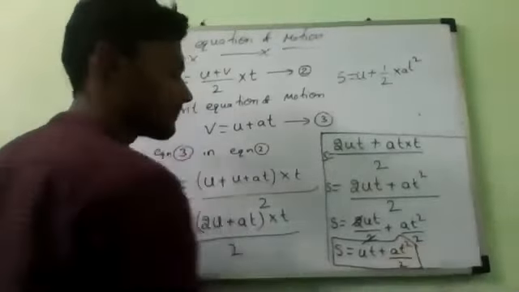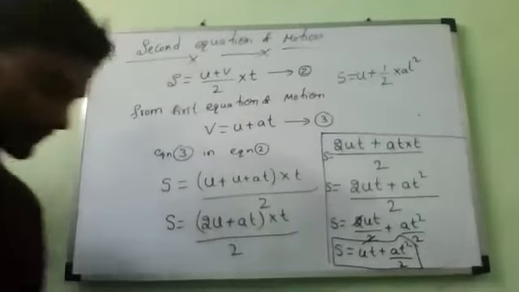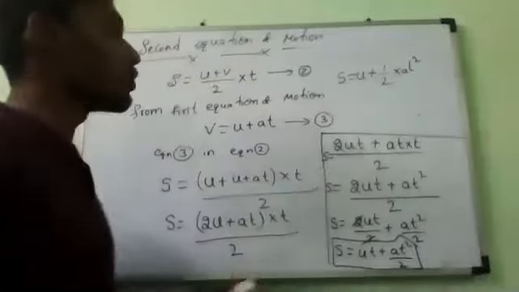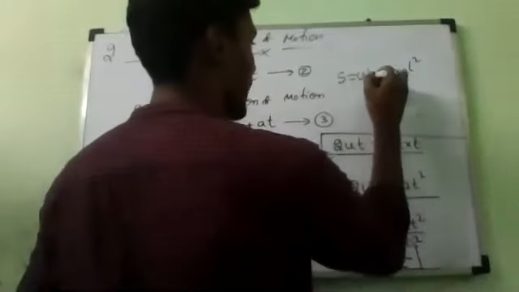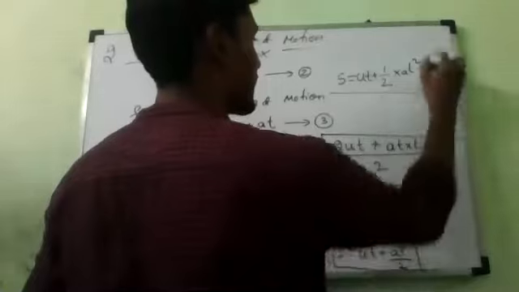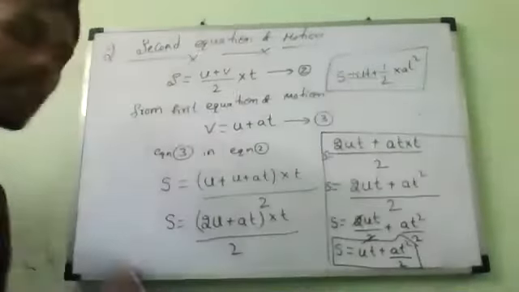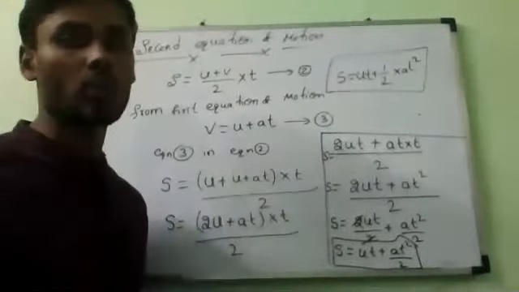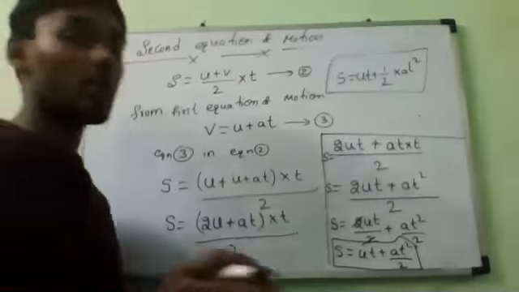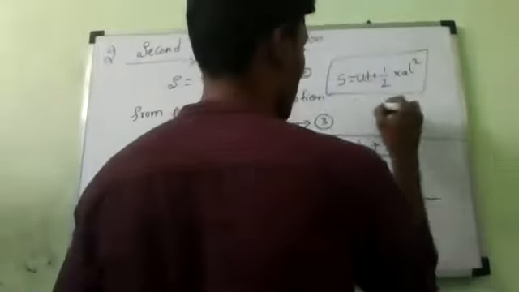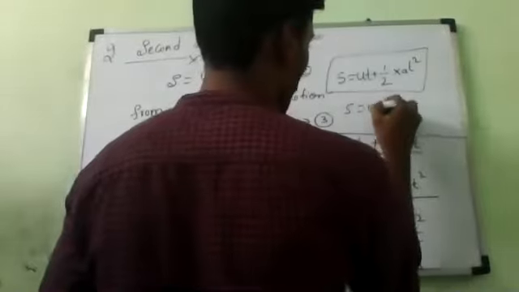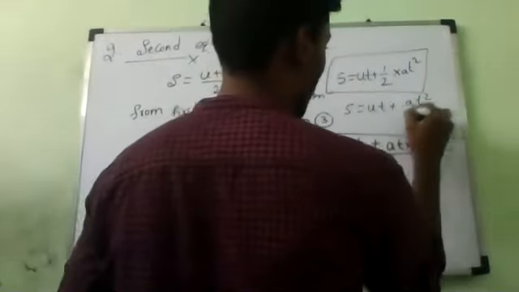Derive it, all of you. I hope you understand. S equals to UT, I forgot the t here, don't forget, UT plus half AT square. Or else you can write AT square by 2 also, it is correct. Don't think that it is wrong. Both are correct. You can write whichever you want: S equals UT plus AT square by 2.